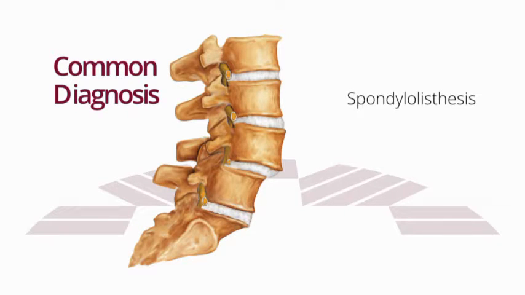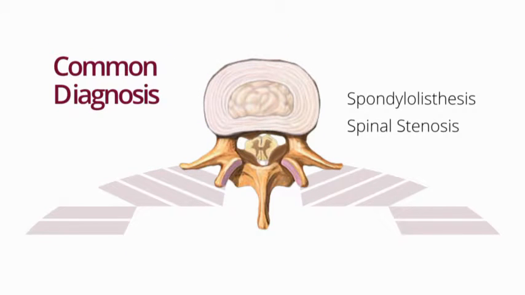Spondylolisthesis is a slippage of a vertebra, causing the spine to be out of alignment. This misalignment can pinch nerves and cause pain. Spinal stenosis is the narrowing of the canal. It can be caused by bone spurs, bulging discs, fractures, or other lesions. The narrowing creates pressure on the spinal cord and nerves. The nerves often respond to this pressure by swelling, which causes pain, numbness, tingling, or weakness.